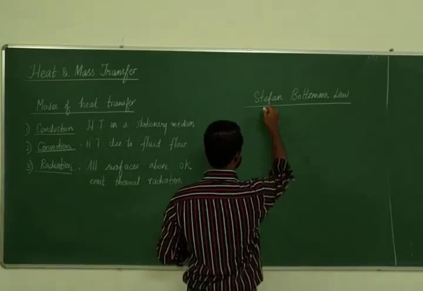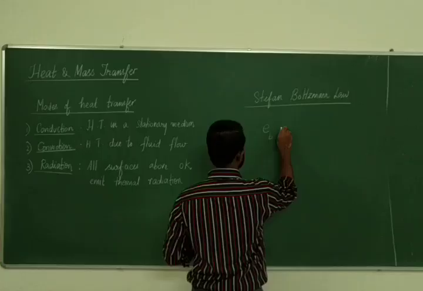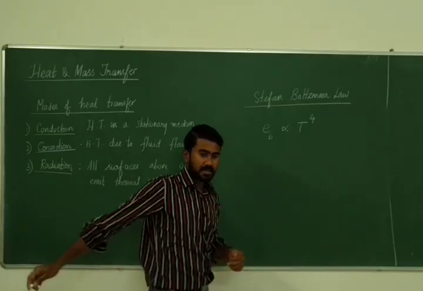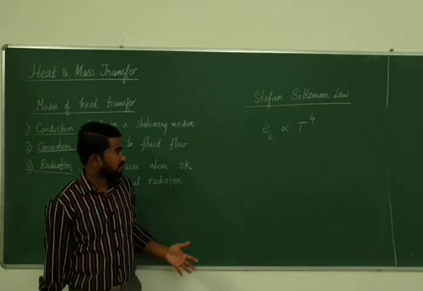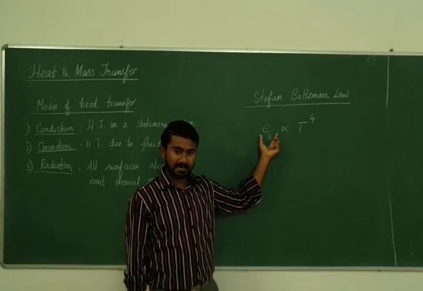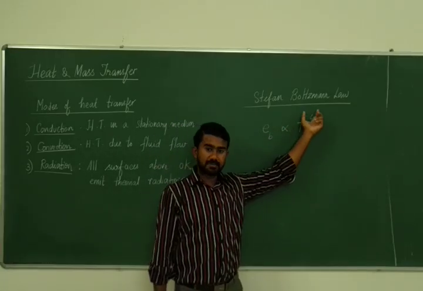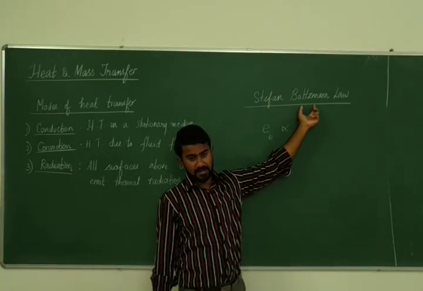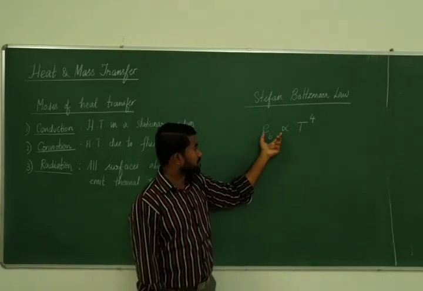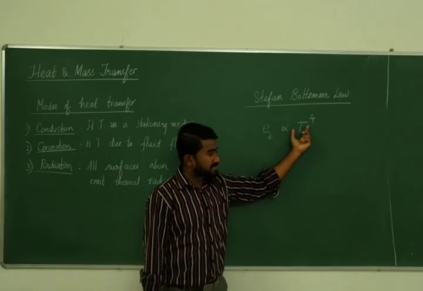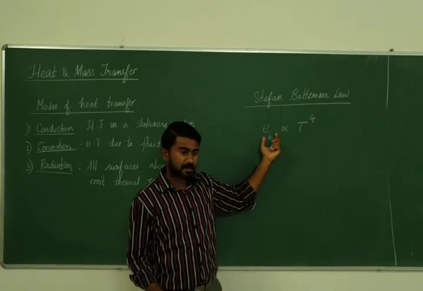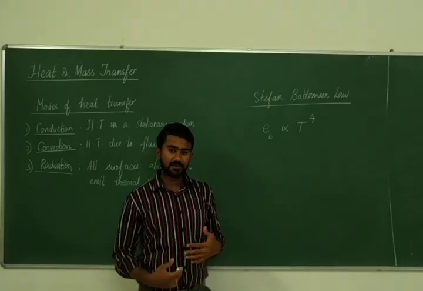What does the law say? It says the emissive power of a black surface is directly proportional to the fourth power of its temperature. If you have a black surface or a black body, which is a very good emitter of radiation, the emissive power, that is the heat per unit area emitted from a black surface, is proportional to the fourth power of the temperature of the surface. So if T is very high, then T to the power 4 is going to be extremely high, which means there is going to be a lot of radiation. If T is low, then T to the power 4 is very low, which means there is going to be very little radiation. For example, for my surface, the radiation is going to be less.